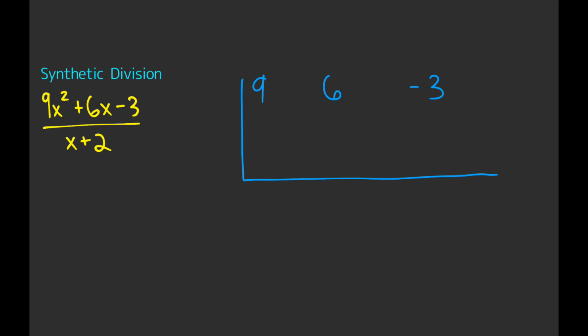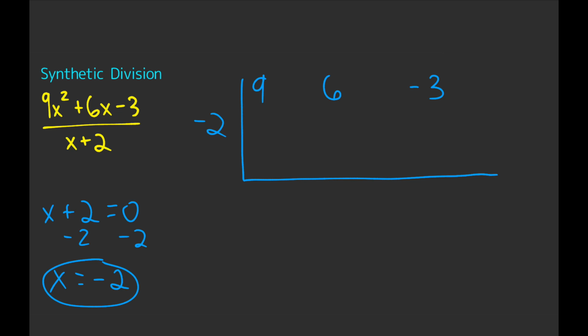And on the outside of the box, we're going to write our divisor, solved for x. So how do we solve for x? Well, we take our divisor, x plus 2, set it equal to 0, and then we solve it algebraically. So in this case, we're going to subtract 2 from both sides, and that will get us x equals negative 2. So we're going to take that negative 2 and put that on the outside of our box.